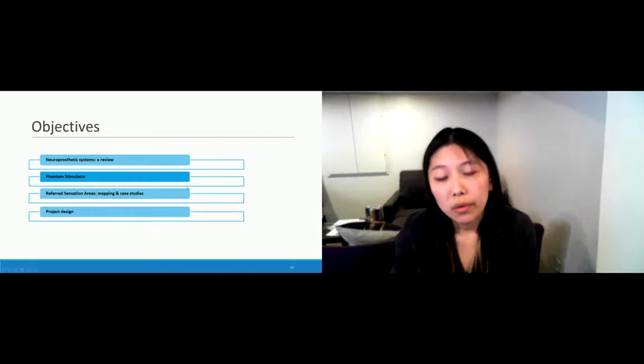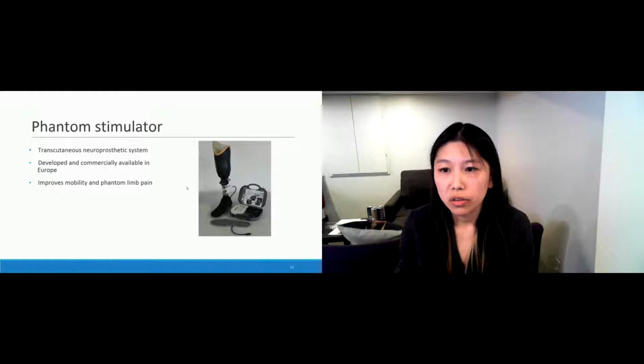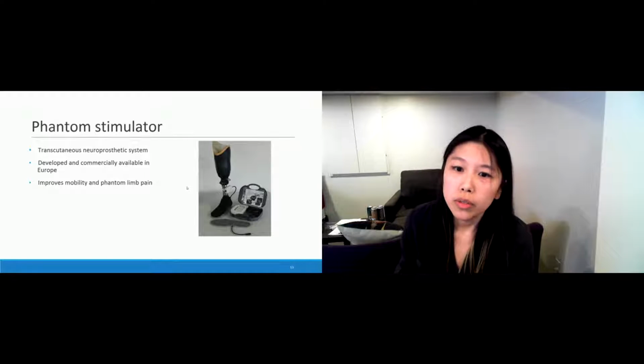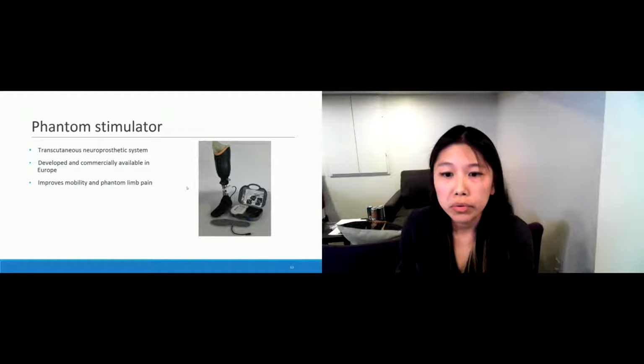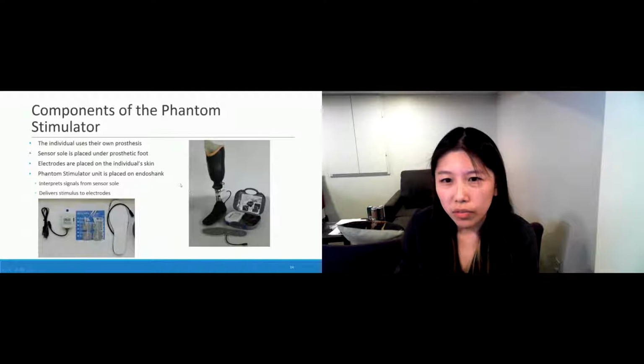Now we're going to talk about our phantom stimulator. The phantom stimulator is a transcutaneous neuroprosthetic system. It was developed in Germany and is currently commercially available in Europe, and it improves mobility and phantom limb pain. These are the components of the phantom stimulator. The individual will use their own prosthesis. There's a sensor sole that's placed under the prosthetic foot. These electrodes are placed on the individual's skin, and the phantom stimulator unit can hang on the endoshank here.